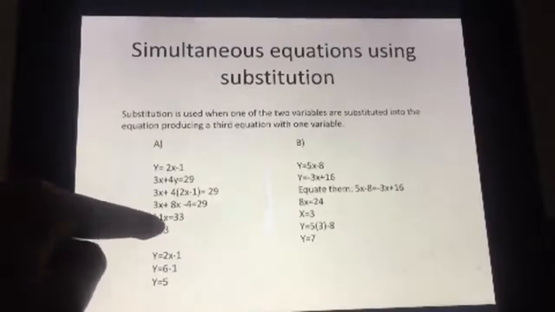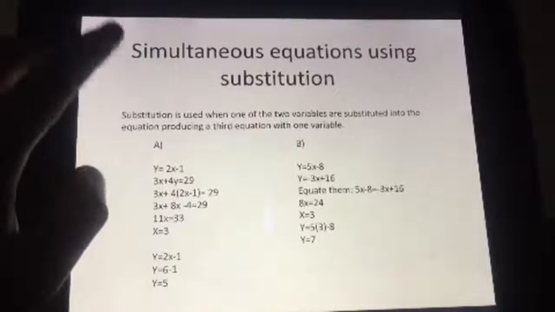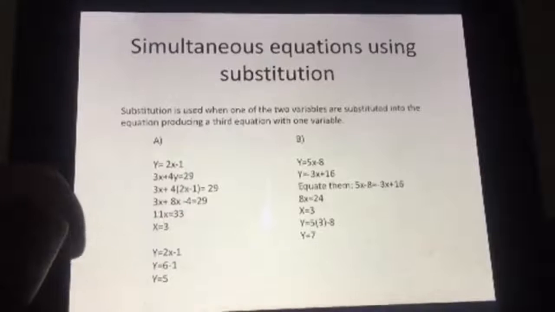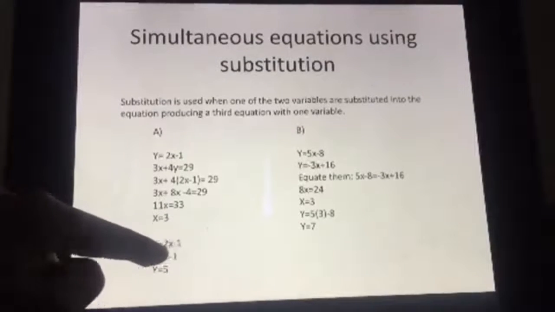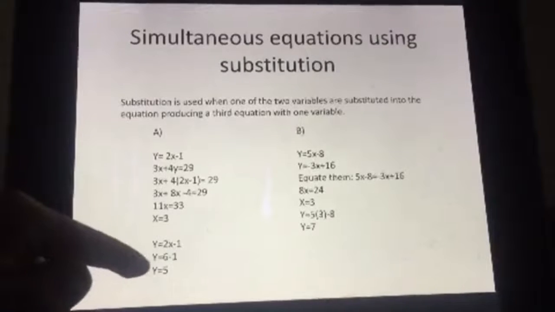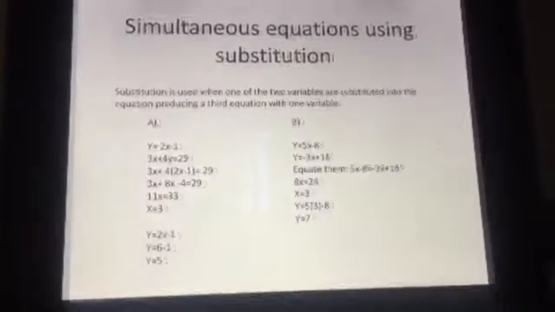This is further simplified to 11x is equal to 33, and once divided, x is equal to 3. Then you substitute the x into the first equation and you get 6 take 1, which is equal to 5. So y is equal to 5.